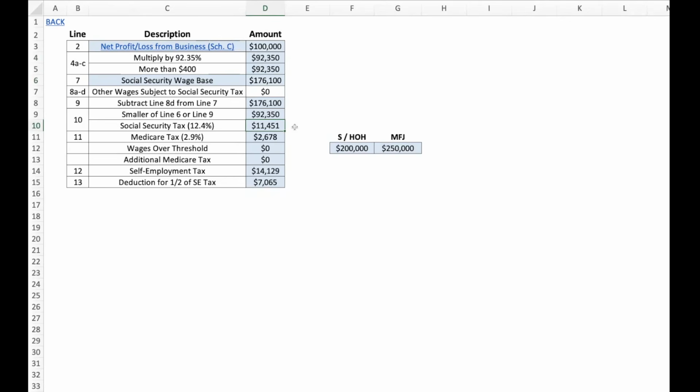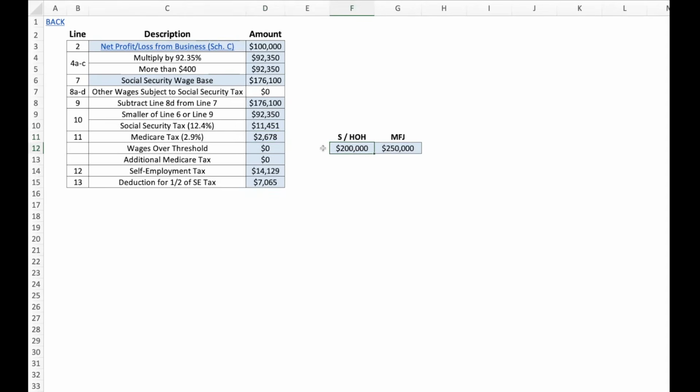So 12.4% times $92,350 equals Social Security tax of $11,451. And next is Medicare tax, which is 1.45% for both the employer and the employee, which together equals 2.9%. So 2.9% times $92,350 equals $26,778.